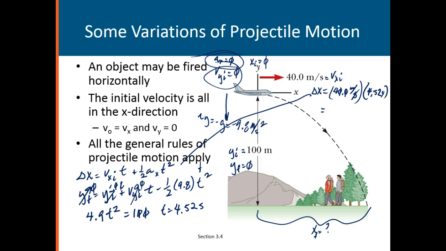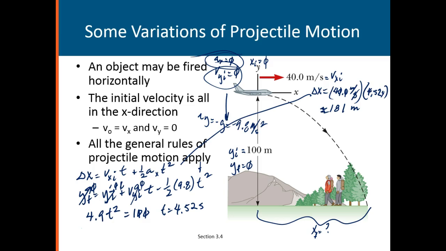180.7. Let's make it 181, 3 digits. Approximately 181 meters. Okay? Let's see how the book did. Oh, look at them. They got it right too. All right. So that's the A part. Where does the package strike the ground relative to the point of release? That's basically defining our delta x.